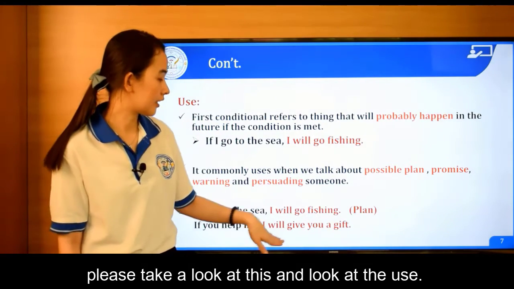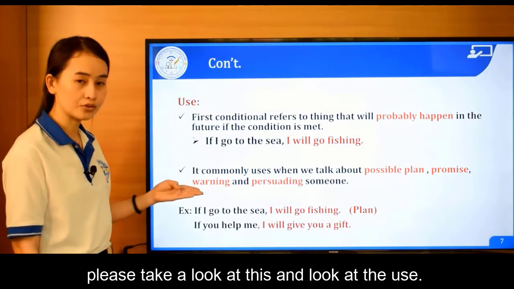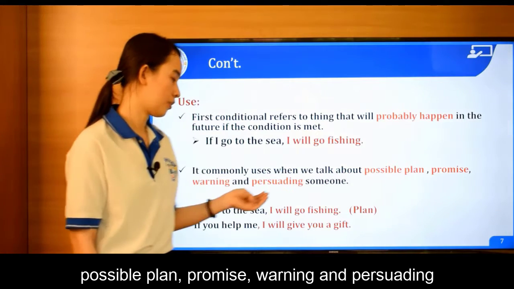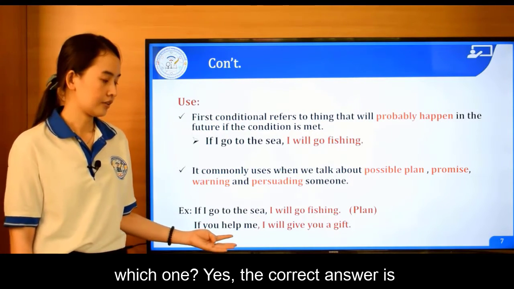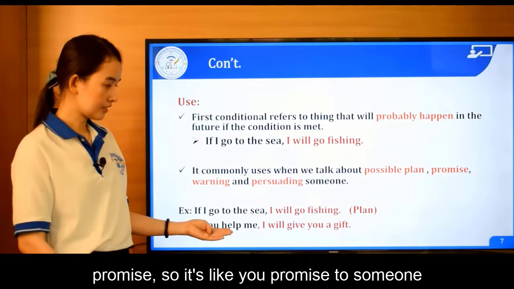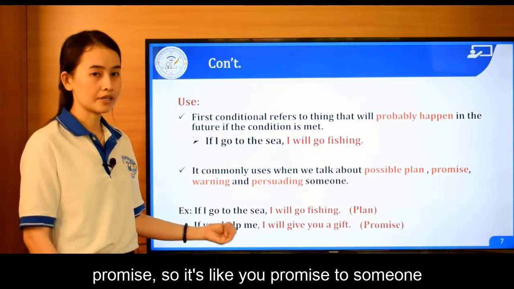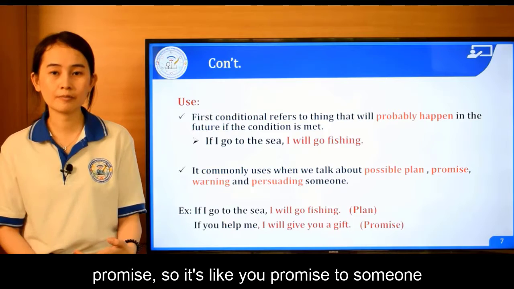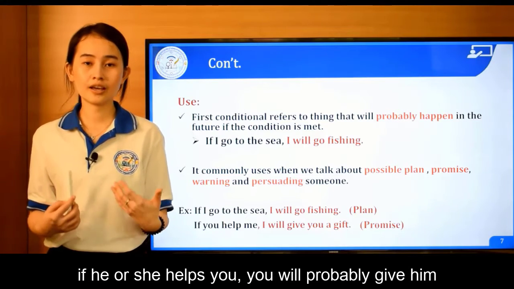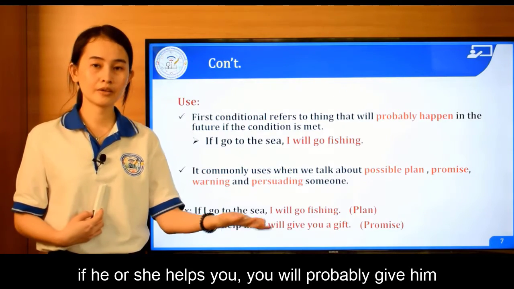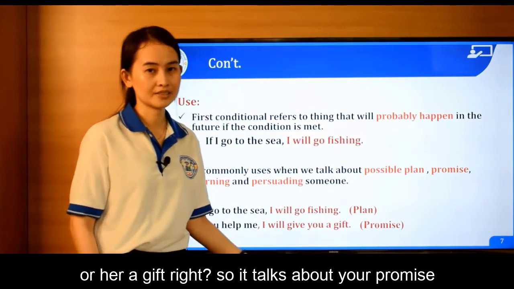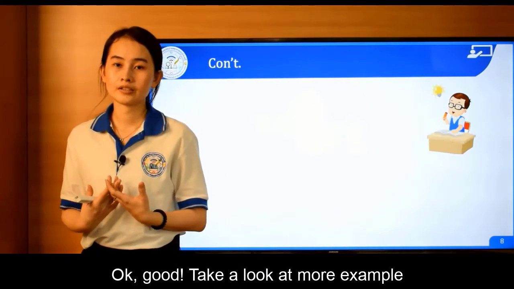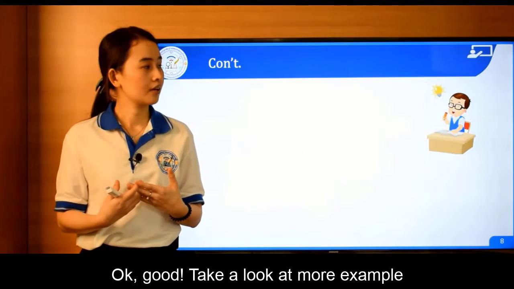So please take a look at this and look at the use: possible plan, promise, warning, and persuading. Which one? Yes, the correct answer is promise. So it's like you promise someone. If he or she marries you, you will probably give him or her a gift, right? So it talks about your promise. Okay, good. Take a look at more examples.